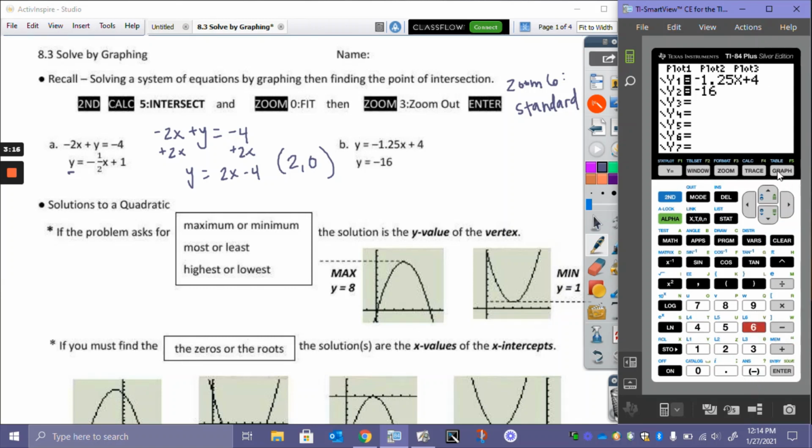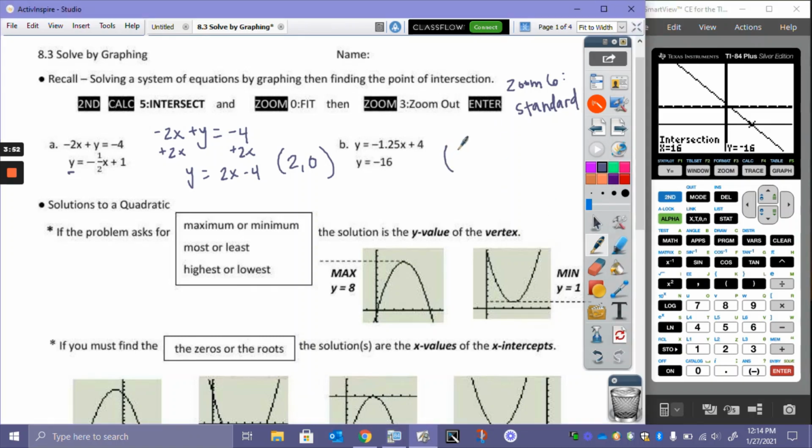Now once again, I'm going to just hit graph so we can look at this. And notice we only see one line. We don't see the second line, so we need to zoom out. So we're going to go to zoom, 3 for zoom out. And now notice we see our second graph on the screen here that we didn't see before. So now we can hit second trace, 5 for intersect, and move our blinking dot to our point of intersection. Enter, enter, enter. And we get our intersection x equals 16 and y is negative 16. So we write that as our ordered pair, 16, negative 16.